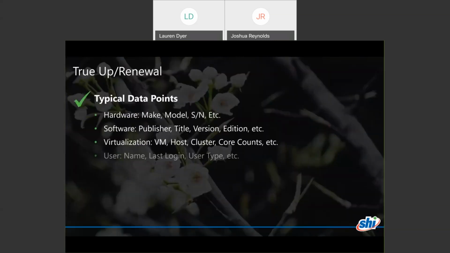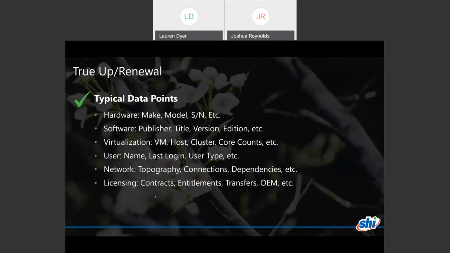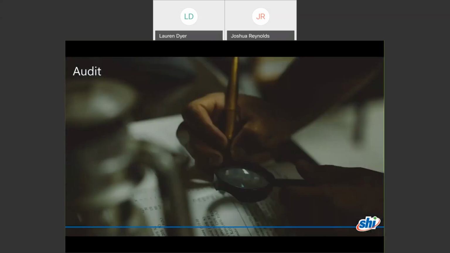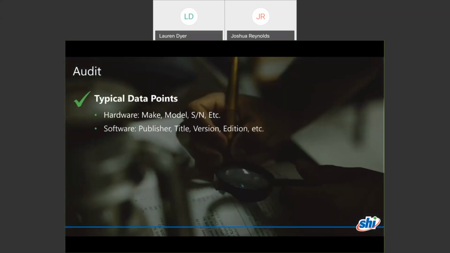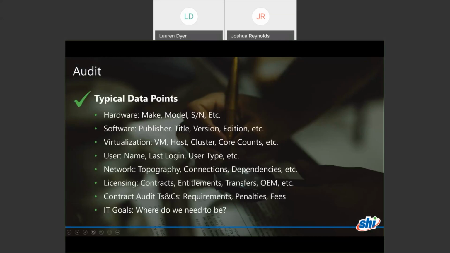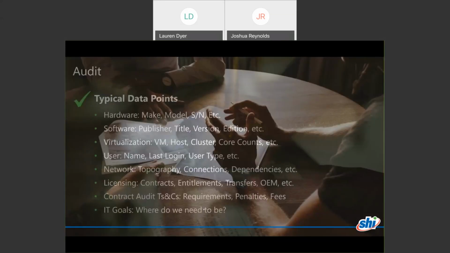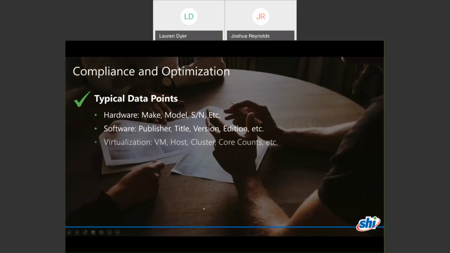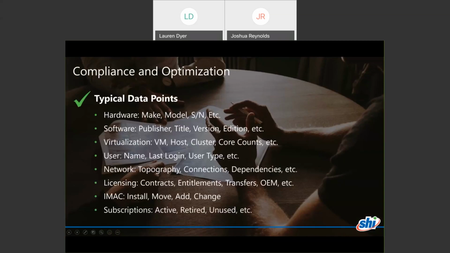So true ups and renewals have a specific set of information that is necessary in order to be able to fully do that analysis properly. An audit has some that are the same, and there's some that are different. There is compliance and optimization, which is very similar to true up and renewal, but it has a little bit more of a strategic direction to it, and generally has a little bit more of an ongoing improvement point of view.